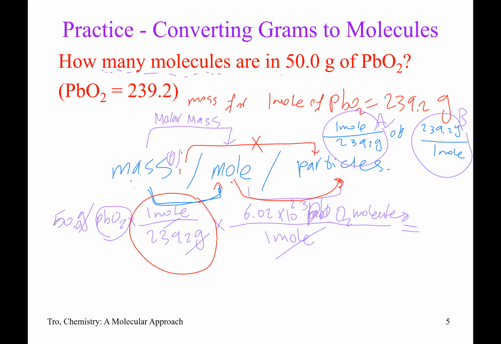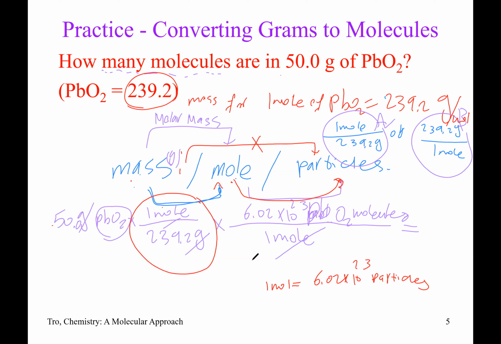This ratio converts the mass to moles, because by definition the molar mass of PbO2 is 239.2 gram per mole. That means 1 mole of it is 239.2 grams. So we have that ratio. And then for Avogadro's, Avogadro says 1 mole equals 6.02 times 10 to 23 particles. It doesn't specify what particles, because it depends on whether you're dealing with a molecular compound, an ionic compound, or an element.